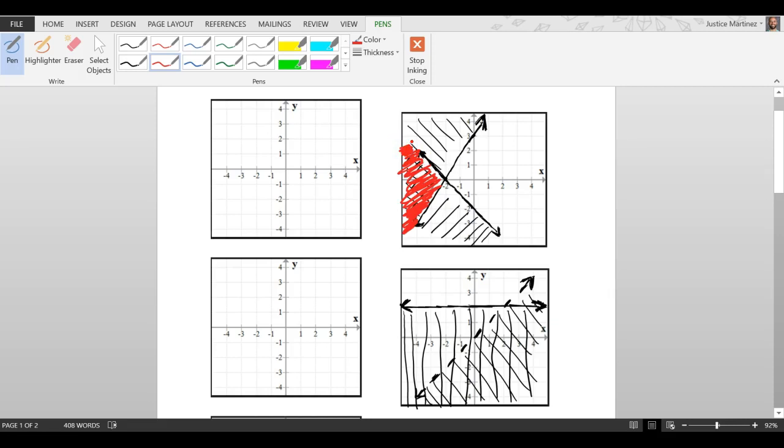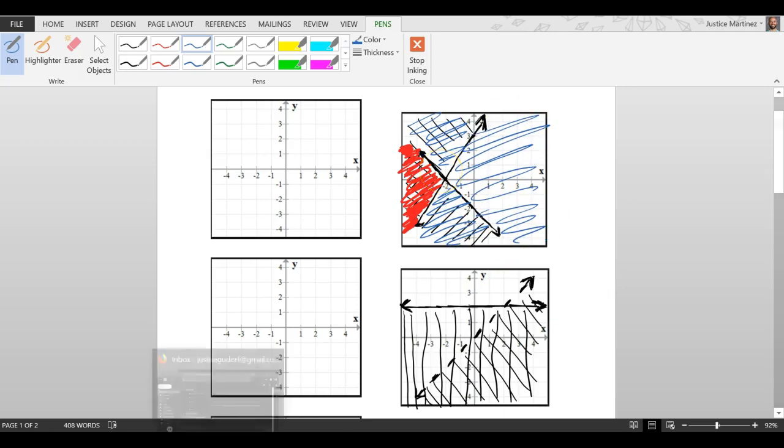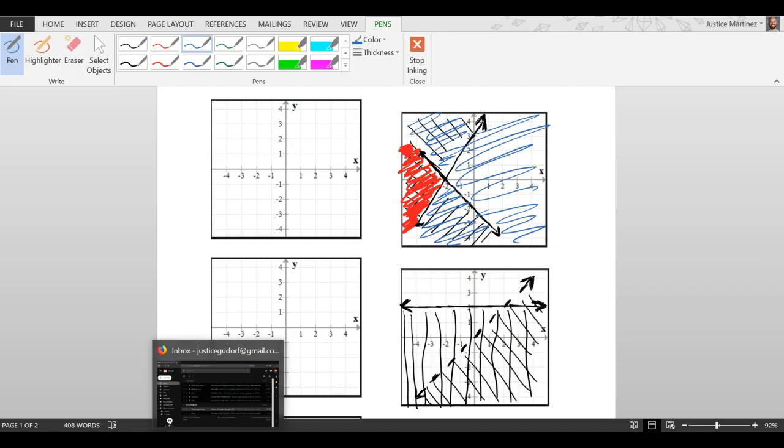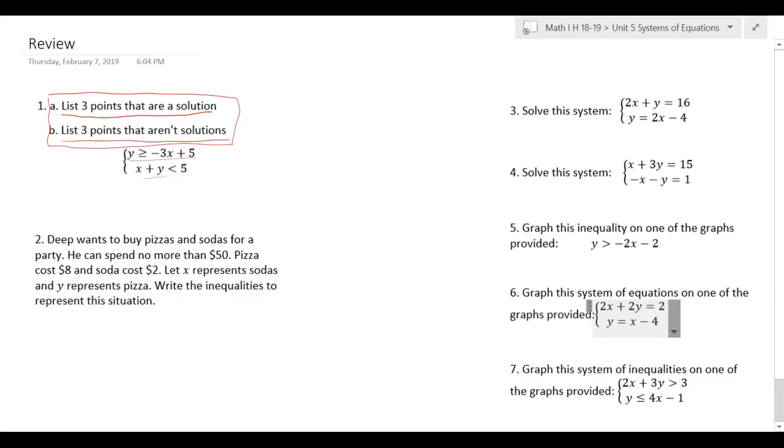Now, you don't need to use different colored pens or ink or anything along those lines, but you can use differences in the firmness with which you're shading. So anything in that red area would be a solution. Anything in these blue areas is not a solution to the system. So any of those would be not solutions, and any of the others would be solutions.